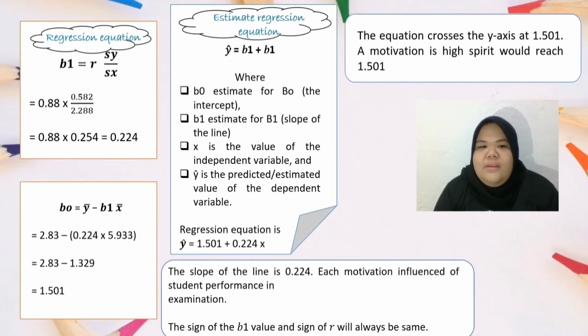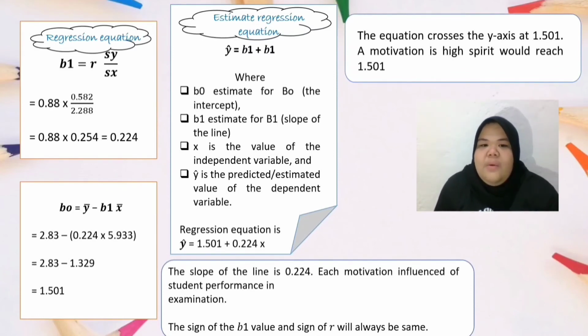First, I want to tell about the regression equation, but we must find B1, which is B1 equal to r times Sy per Sx, equal to 0.88 times 0.582 per 2.288, equal to 0.224. And the second is we have to find B0, which is Y bar minus B1 times X bar, equal to 2.83 minus 0.224 times 5.933, equal to 1.801.